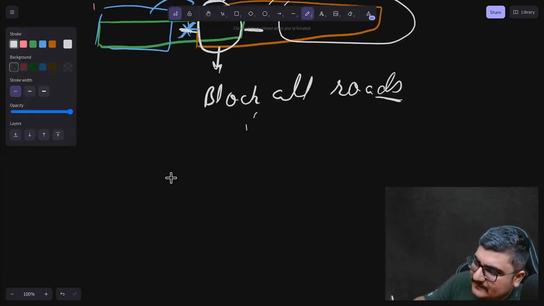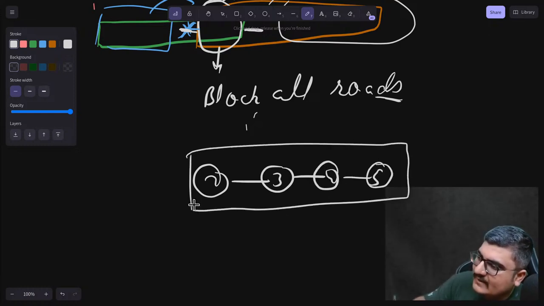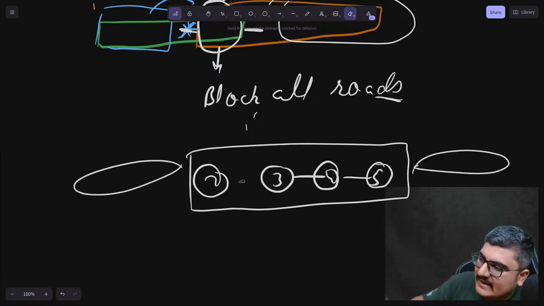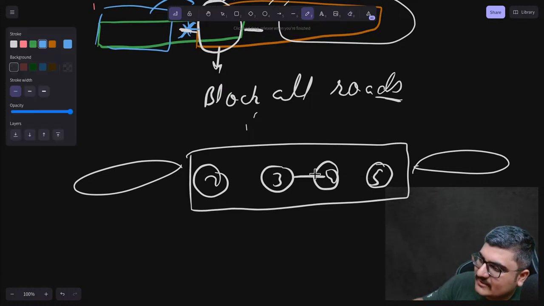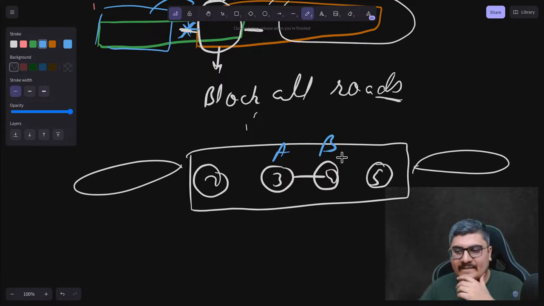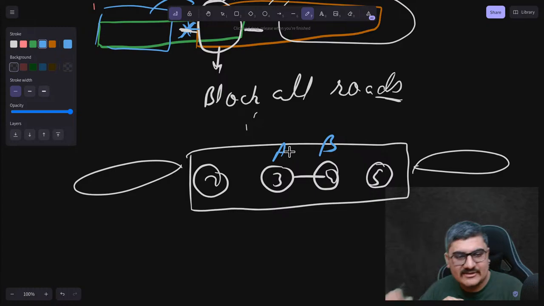for example, let's say this is their common area, and for Alice there are some more roads here, for Bob there are some more roads here. And let's say you have removed this road, but you have kept this road from 3 to 4. Now Alice can be here, Bob can be here, and they would be able to meet. So that's why it's important that all the roads in the common path must be deleted.